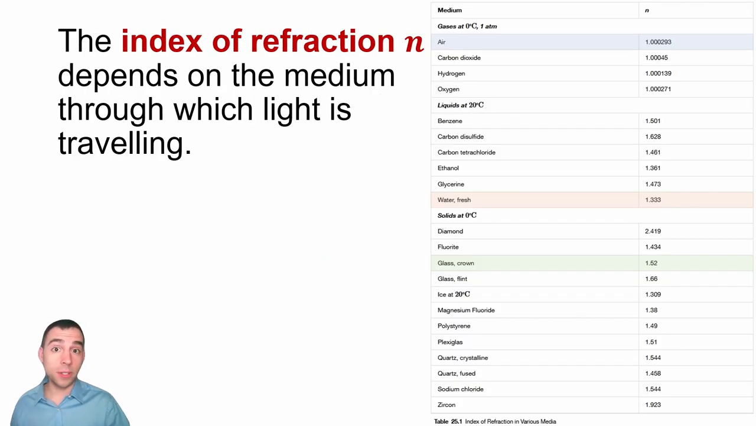Here are some examples of typical index of refraction values for some common materials. For example, air has an index of refraction of 1.0003. Water has an index of refraction of about 1.3, and glass has an index of refraction about 1.5. Many plastics are somewhere between 1.3 and 1.5 as well.